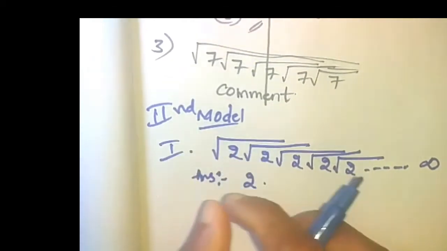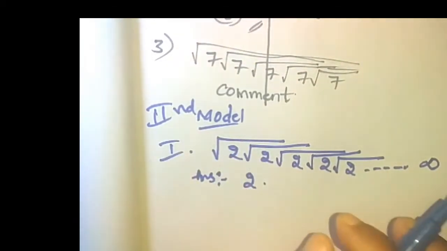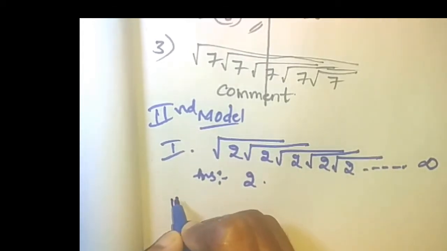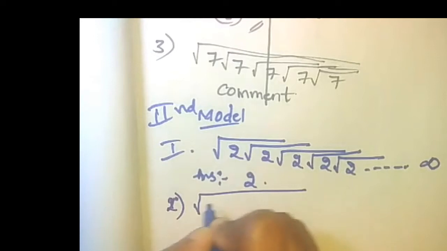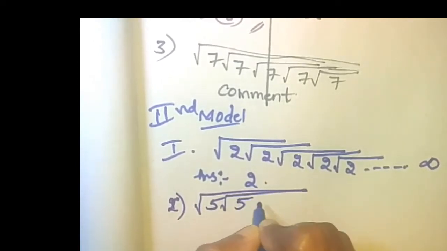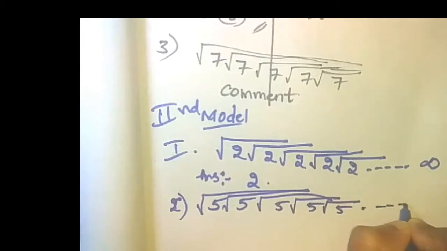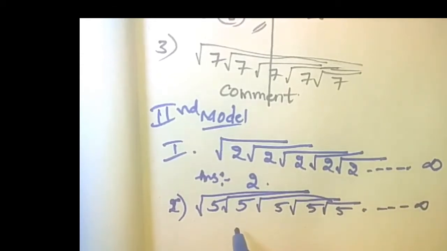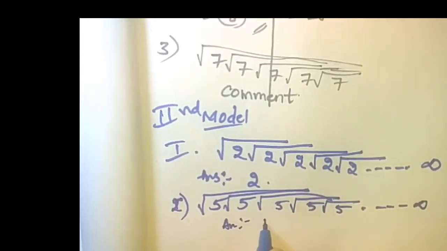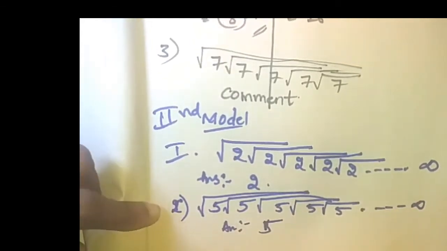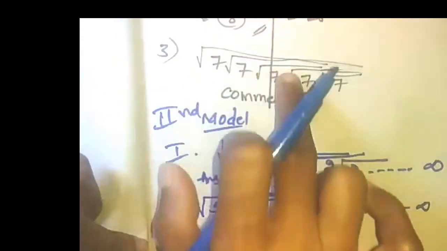Usually we do it in a very lengthy manner, but I am here to explain only the shortcuts. And for the second problem, if this is under root 5, under root 5, under root 5, under root 5, under root 5 and so on, infinity, the answer is 5.